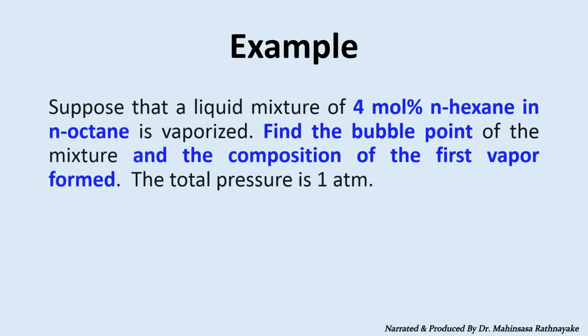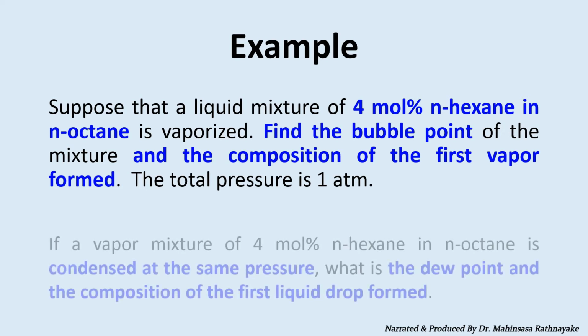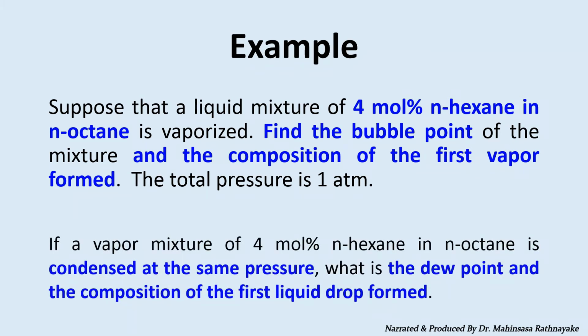Let's see an example on how to calculate bubble point and dew point using Microsoft Excel software. Suppose that a liquid mixture of 4 mole% N-hexane in N-octane is vaporized. Find the bubble point of the mixture and the composition of the first vapor formed. The total pressure is 1 atm. If a vapor mixture of 4 mole% N-hexane in N-octane is condensed at the same pressure, what is the dew point and the composition of the first liquid drop formed?